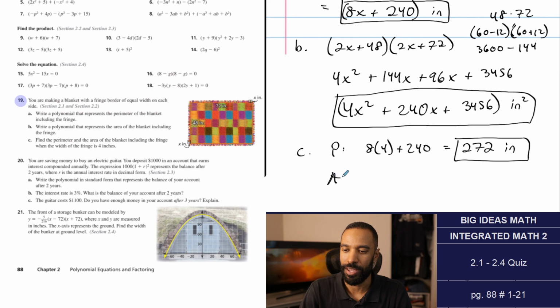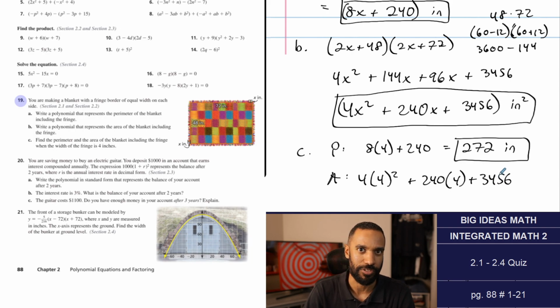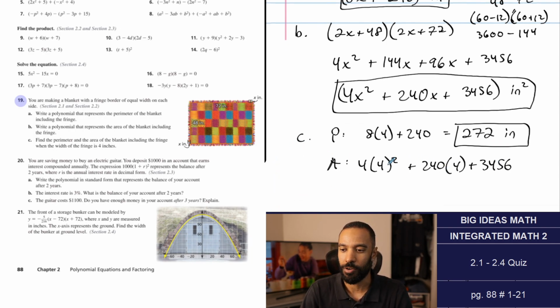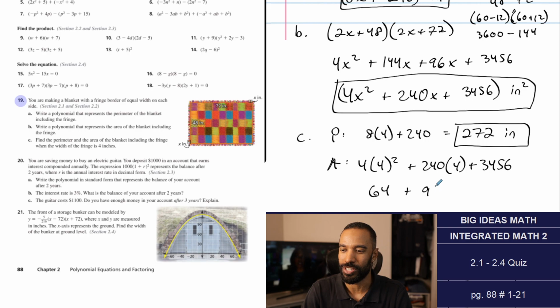And then for the area, a little more math to be involved. 4 times 4 squared plus 240 times 4 plus 3,456. I didn't even notice that said 3456. Anyway, I never have trouble with multiplication. 4 squared is 16 times 4 is 64. It's addition that I have more trouble with than anything. So this is going to be 64 plus 240 times 4 is 960 plus 3, 4, 5, 6.